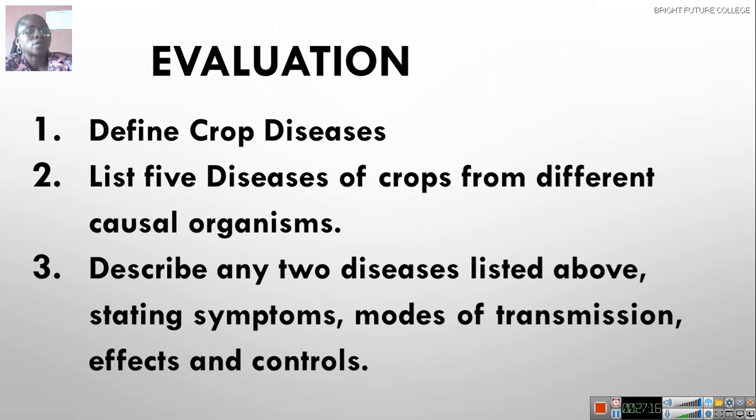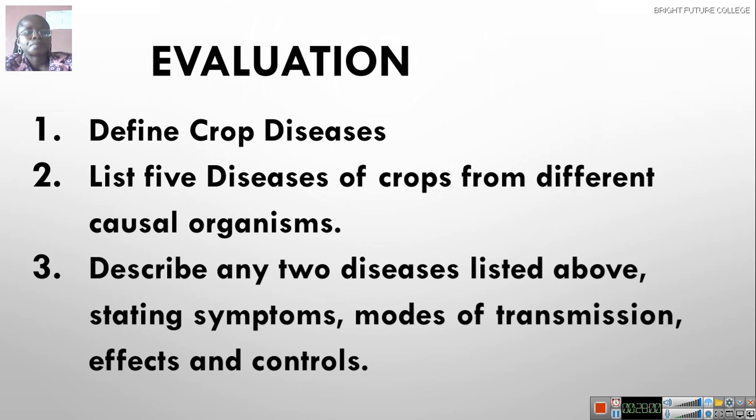What are the causal organisms? It could be virus, fungi, bacteria, or nematode. You have to list 5 diseases from different causal organisms. If you mention a particular crop disease, state whether it is a fungal, bacterial or nematode disease, and so on. One from fungi, one from bacteria, one from nematode, and so on.